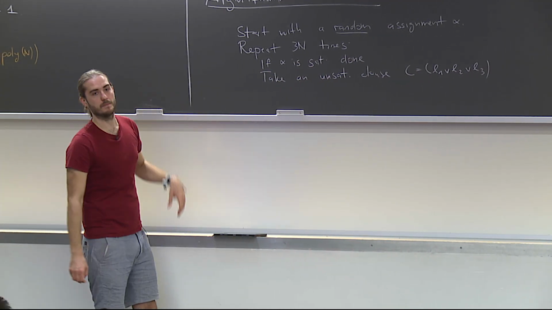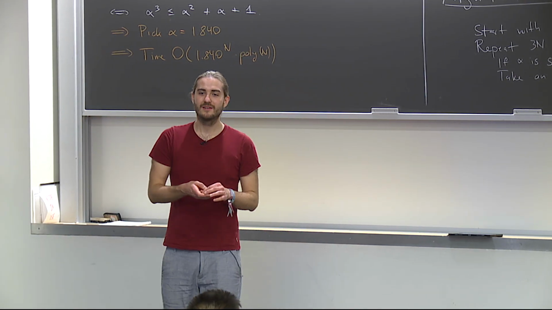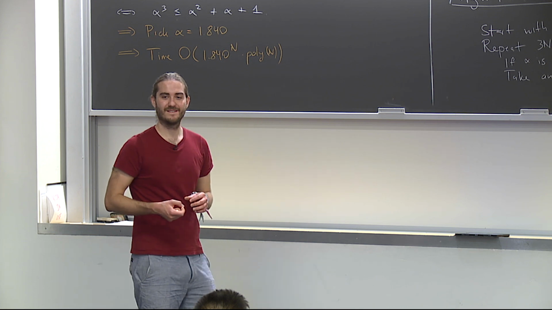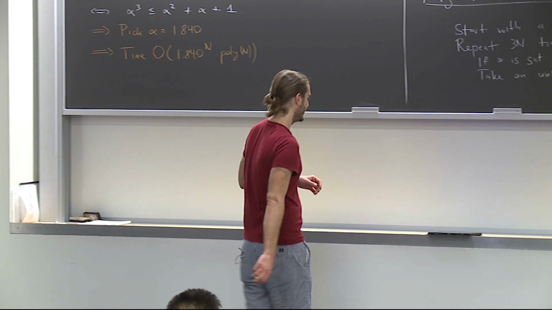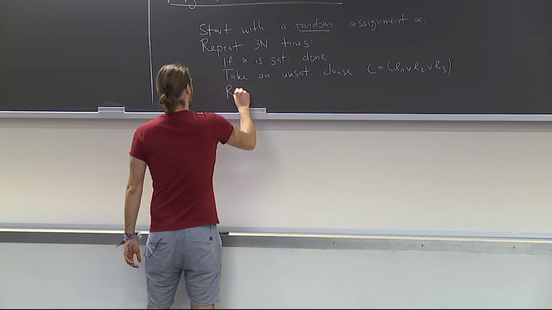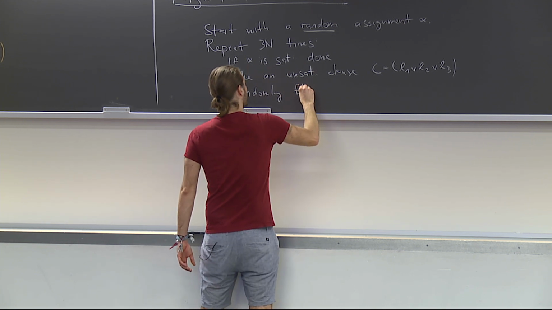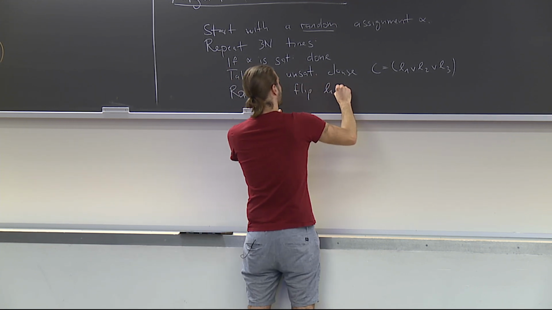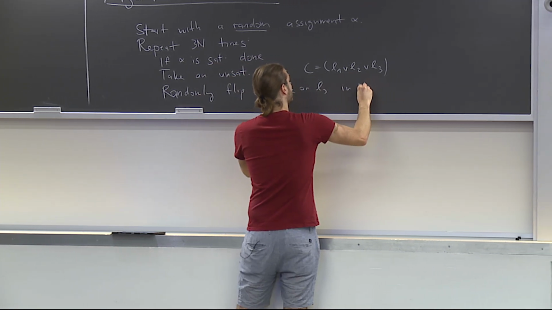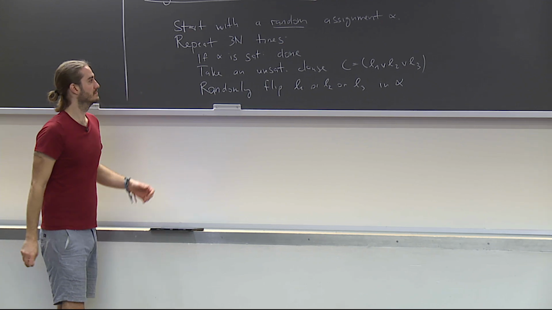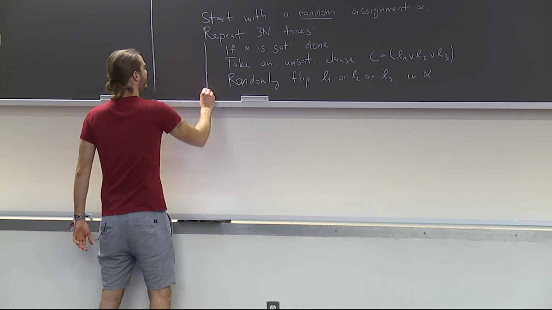And what should we do with it? You already said at the beginning. You said flip? Which one? You can pick an arbitrary one. Good. So, perfect, at random, exactly. So Schöning's algorithm basically says randomly flip either L1 or L2 or L3 in alpha. Should I repeat this? No, that's okay.